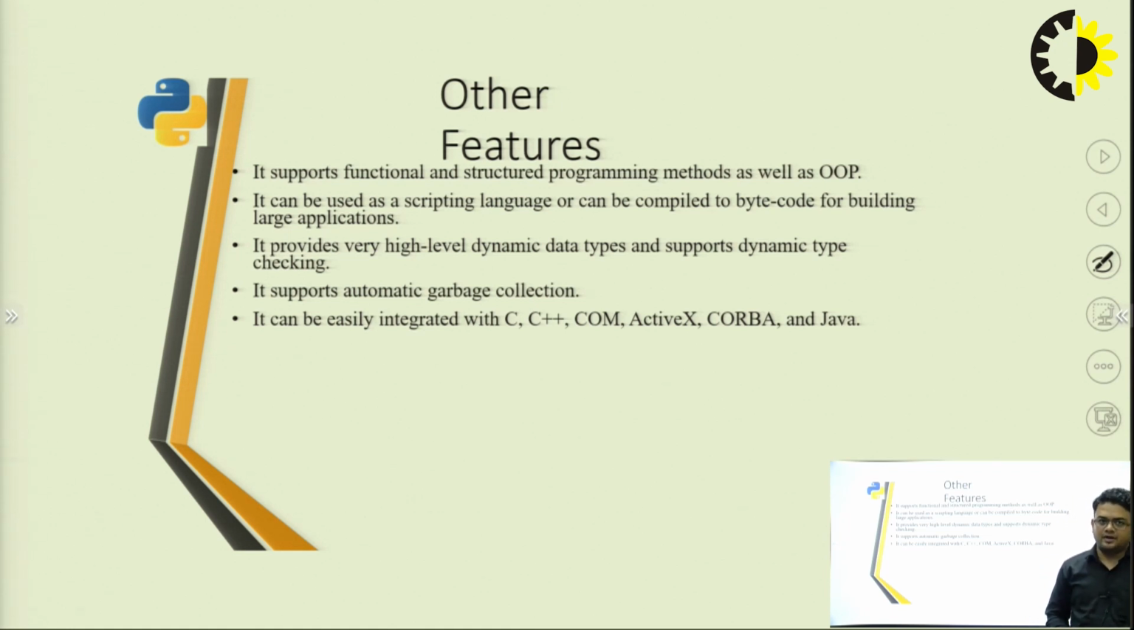Other features we have: it supports functional and structured programming methods as well as object oriented programming like encapsulation and inheritance. It can be used as a scripting language or can be compiled to bytecode for building large applications. So it is faster than other programming languages while building large applications. It provides high level dynamic data types and supports dynamic type checking. It supports automatic garbage collection also, and it can be easily integrated with other programming languages like C, C++, CORBA, and Java, etc. There are many programming languages we can interact with the help of Python.